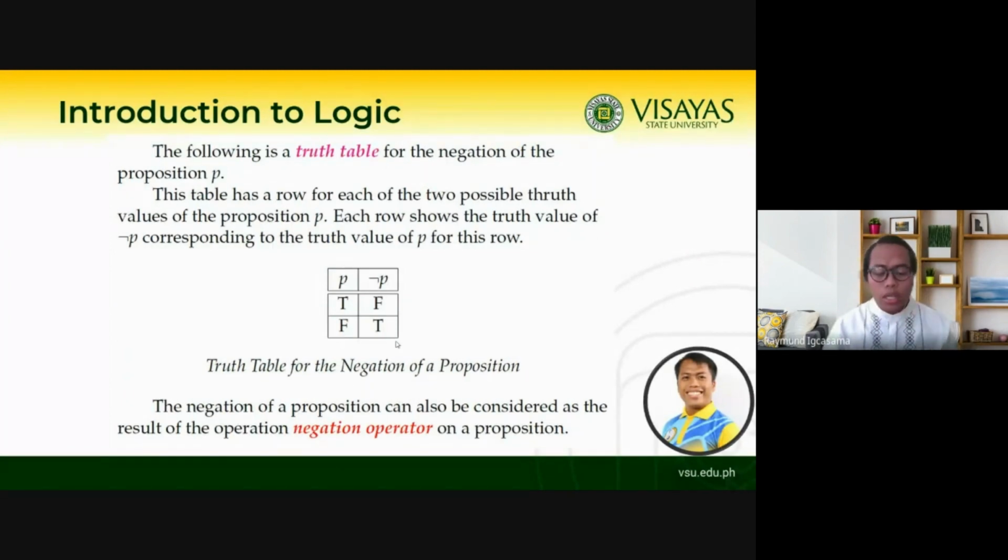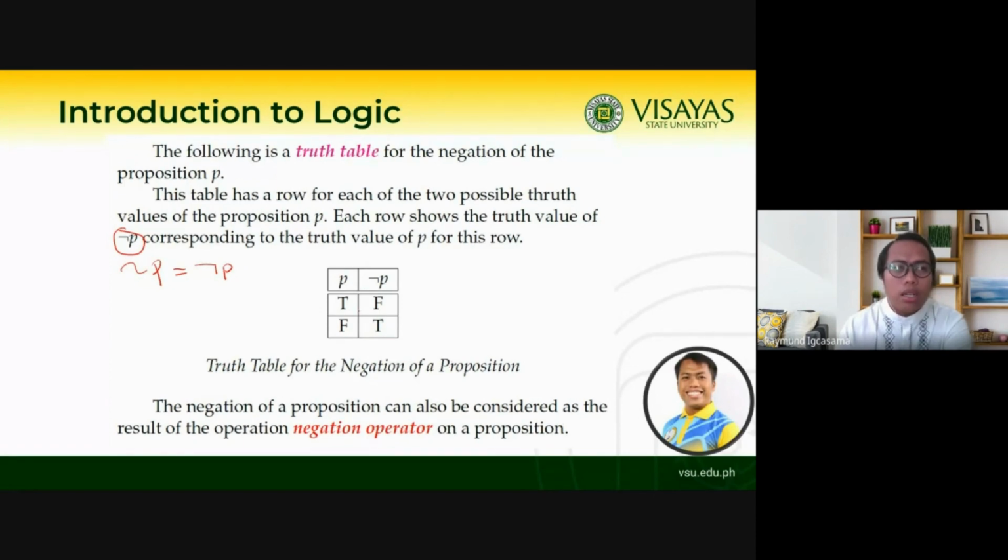If you can still remember, I introduced to you 5 or 6 basic operations for propositional logic. The first one is the negation, and for negation, you have two options on what symbol you are going to use. You can use this one, or you can use this one. This is read as not P. This is the negation operator on a proposition.